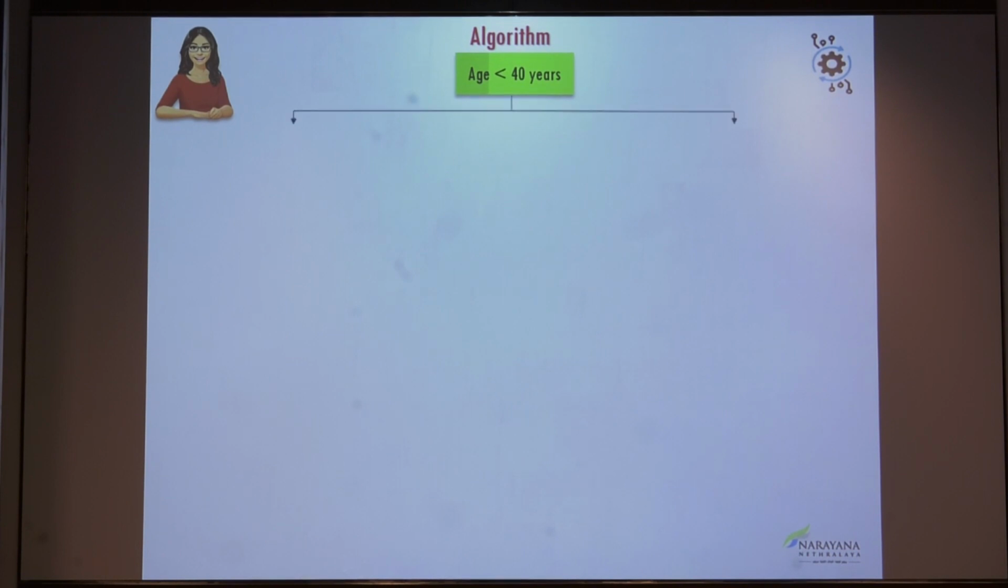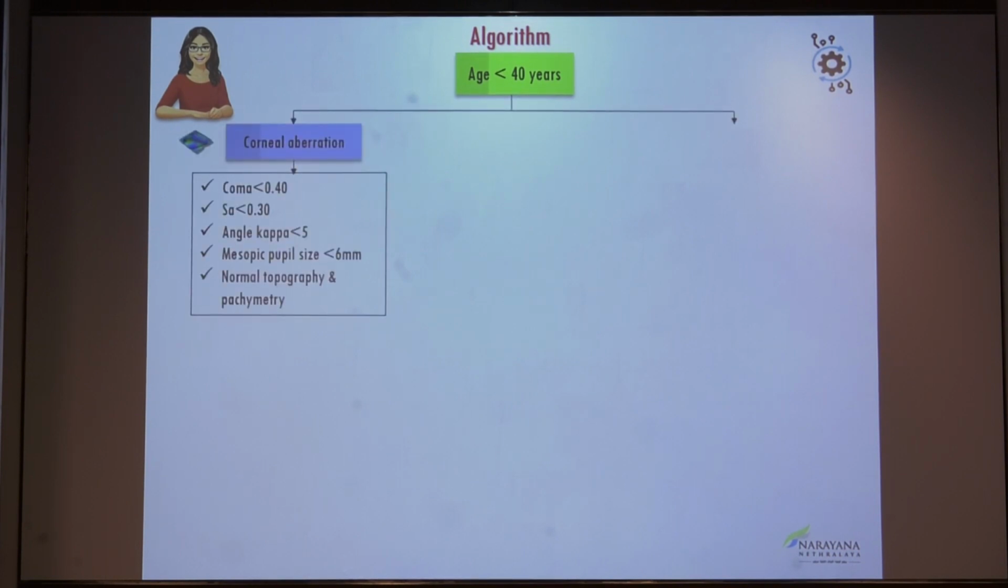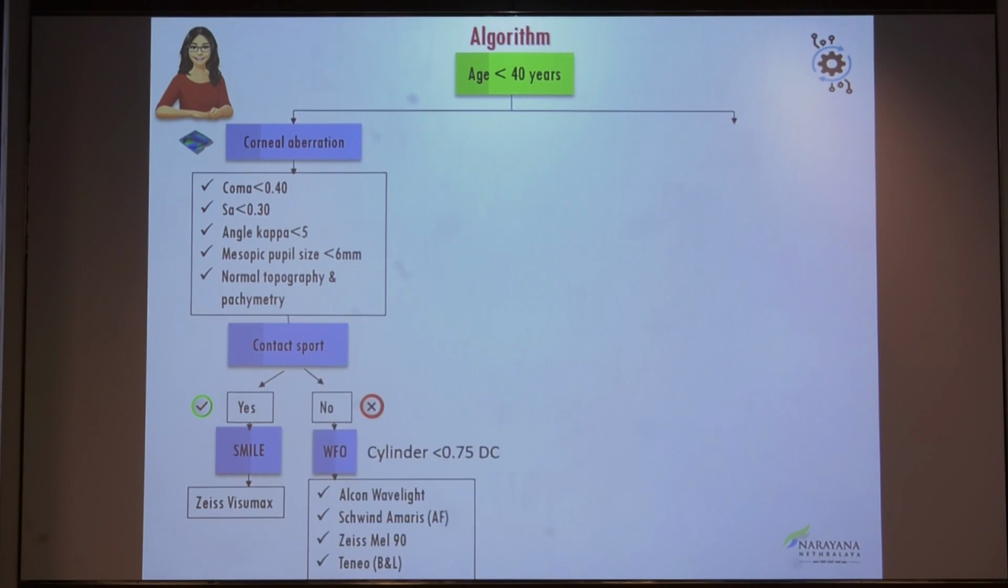What we do is, for a patient who's aged less than 40 years, the first thing that we look at is the corneal aberrations. If the corneal aberrations are low, with a low coma, low spherical aberration, the angle kappa is less, with a low mesopic pupil size and a normal topography and pachymetry, we look at the patient's lifestyle. If the patient is into contact sports, it is better to go for a flapless procedure such as SMILE. If the patient is not involved in any contact sports, you can go for a flap-based procedure. A wavefront optimized treatment is sufficient for a cylinder less than 0.75. You don't need to worry about treating the topographical abnormalities.